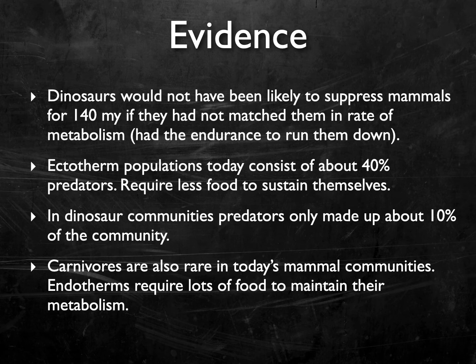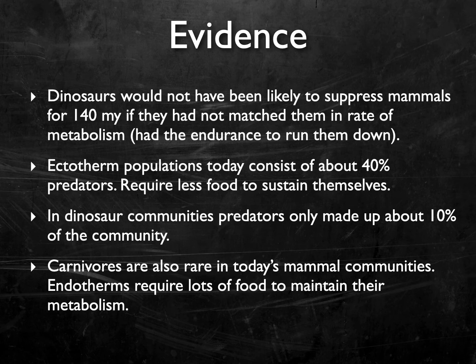herbivores, and you can make an estimate of whether or not the community is warm-blooded or cold-blooded. And it turns out that dinosaurs have the right amount to have definitely fallen within the warm-blooded range. Also, we see that carnivores are pretty rare in today's mammal communities. The endotherms require lots of food to maintain that metabolism. It's what we were just talking about there.